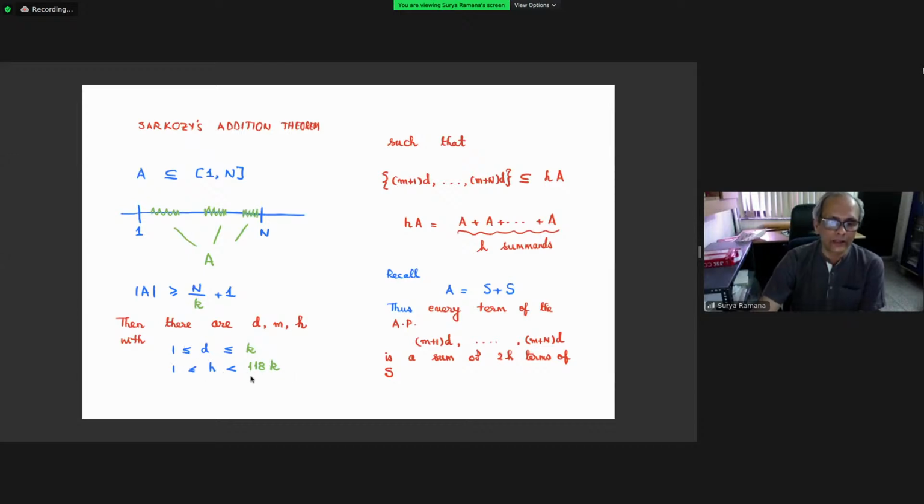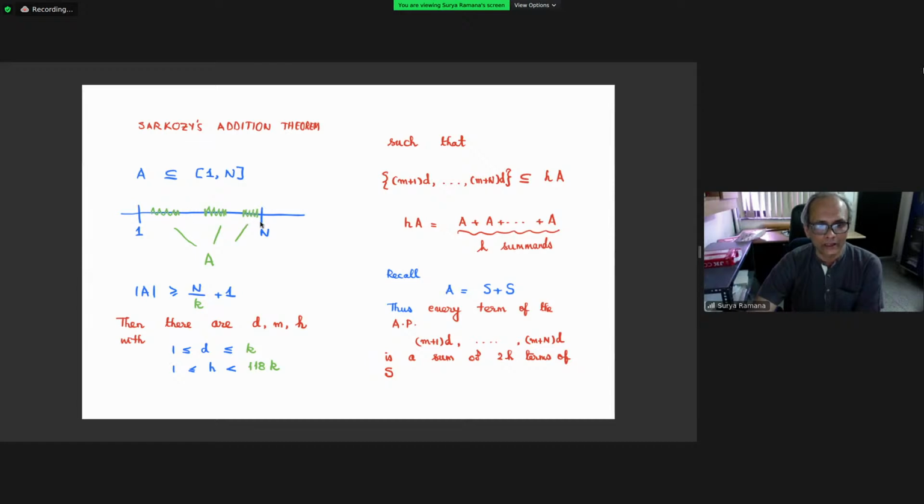So there are some explicit upper bounds here. D is less than K, H is less than 118 times K, and such that if you add A to itself H times, it would contain an n-term arithmetic progression. You see, n is this number n here. So it would contain an n-term arithmetic progression to modulus D. The only thing you don't control is where the arithmetic progression starts. But you have an n-term arithmetic progression of this type. It's just multiples of D.